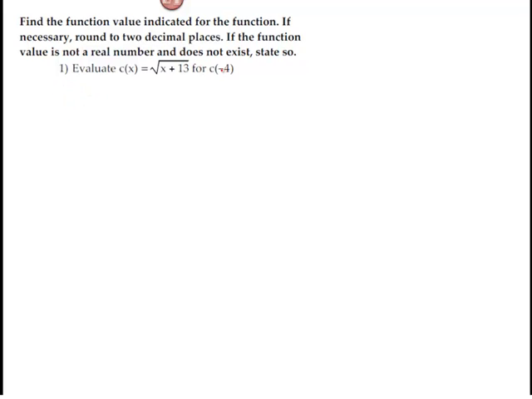So we want to find c of negative 4. So everywhere that x is, we need to put in a negative 4. Now you might say, oh no, that's a negative under the square root, but remember our order of operations. First we need to add those two numbers together. Negative 4 plus 13 is 9. So that's okay. We can take the square root of 9 and we would get 3. That would be our answer.